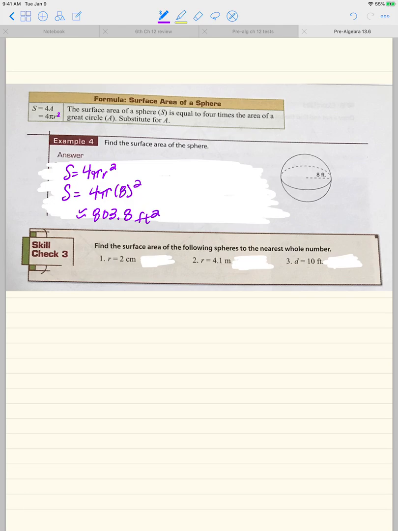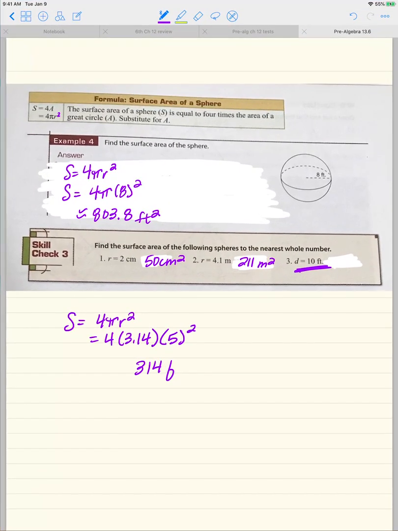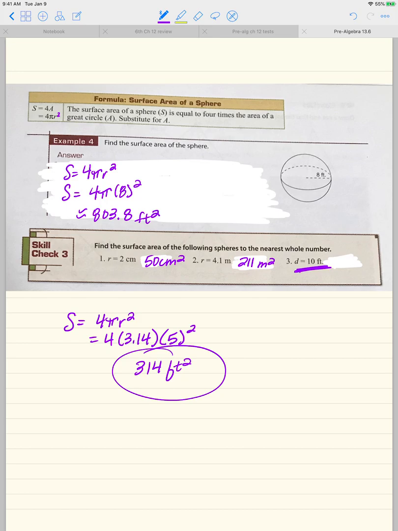All right. I'm only going to do example or number 3 and skill check number 3. You practice with the other two. 50 centimeters squared for number 1. For number 2, 211 meters squared. And for number 3, big S is equal to 4 pi r squared, equal to 4 times 3.14 times the radius. The diameter is 10 feet, so the radius is 5. 5 squared, so 25 times 3.14 times 4 gives me 314 feet squared as our final answer.